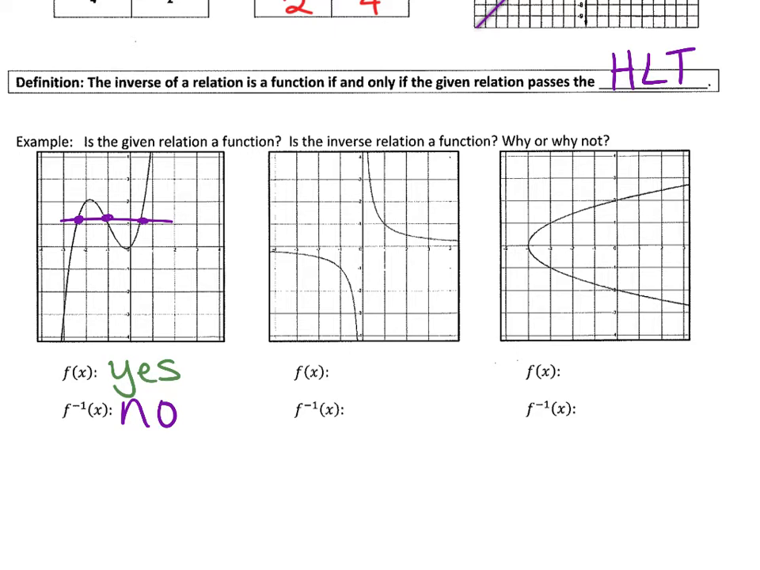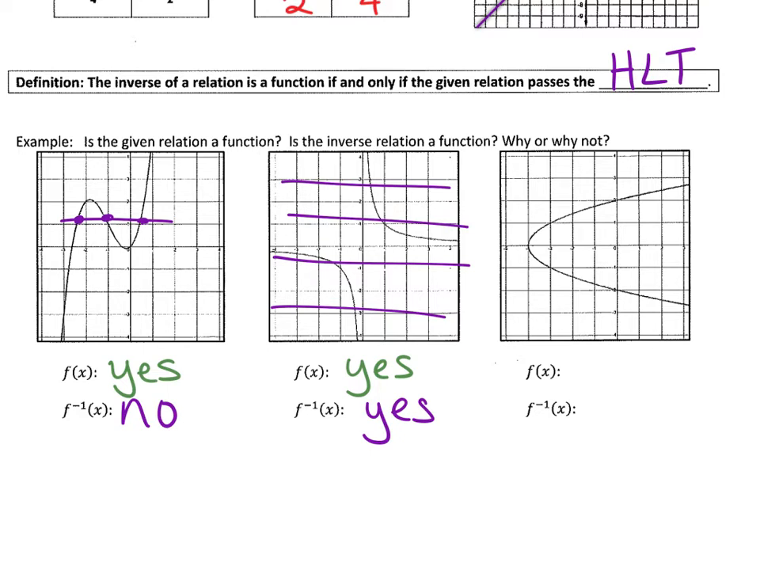For the second one, is it a function? Yes. Is its inverse a function? Yeah. It passes both the vertical and the horizontal line test. At no point does it cross one of those lines more than once. So we're good. Passes both.